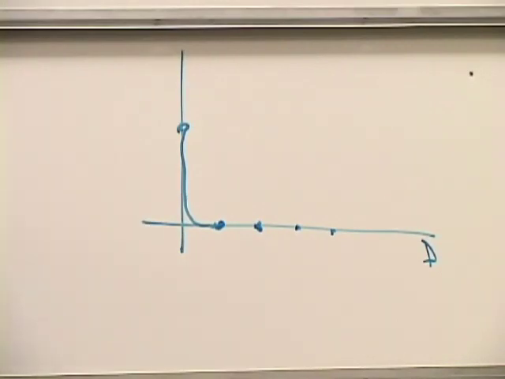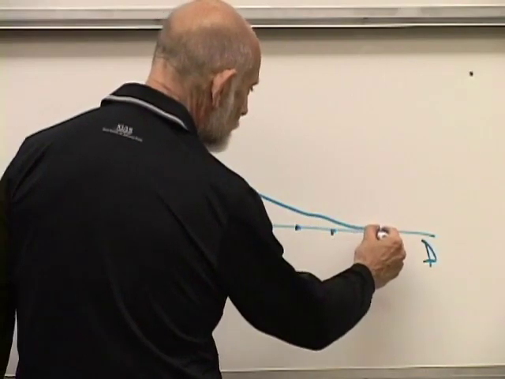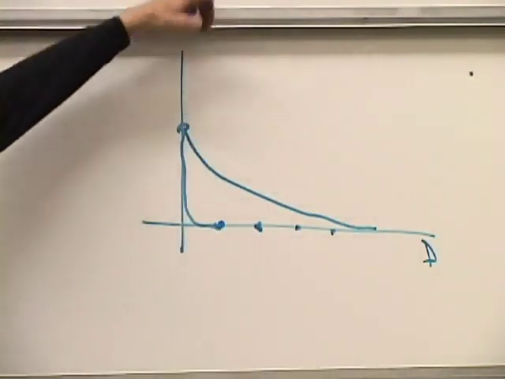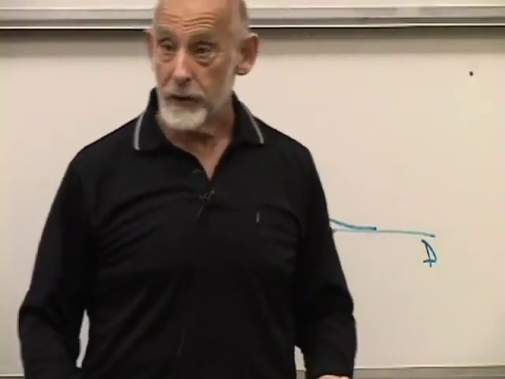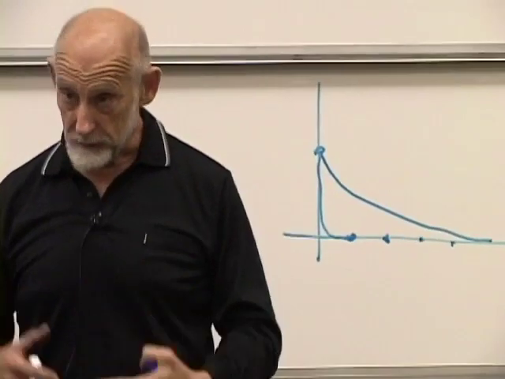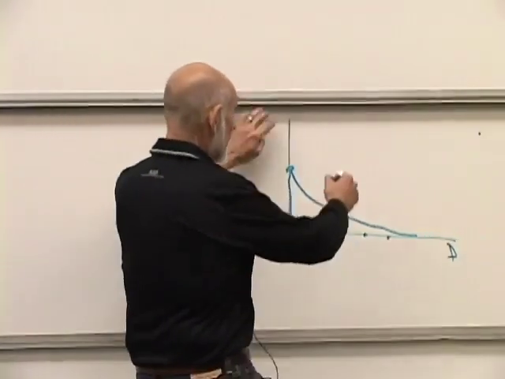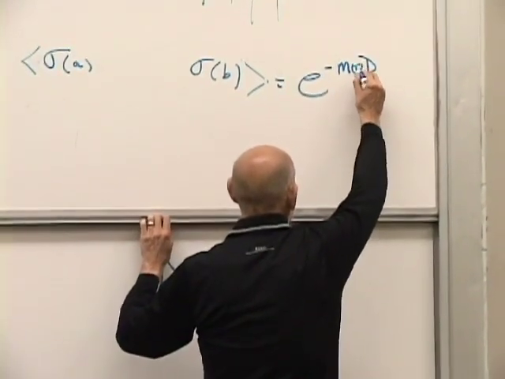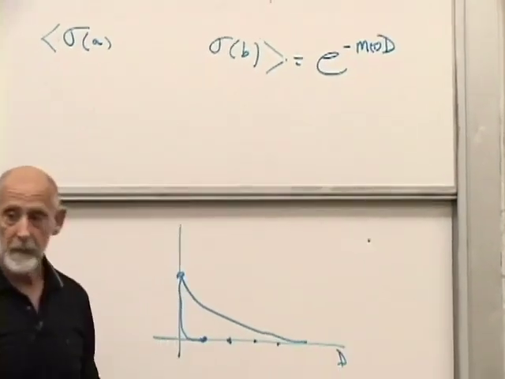As you lower the temperature, the correlation function continues to drop as an exponential, but the rate at which it falls becomes more and more gradual. As the temperature gets lower, the rate at which it falls becomes more gradual. And that means that m is a function of temperature.